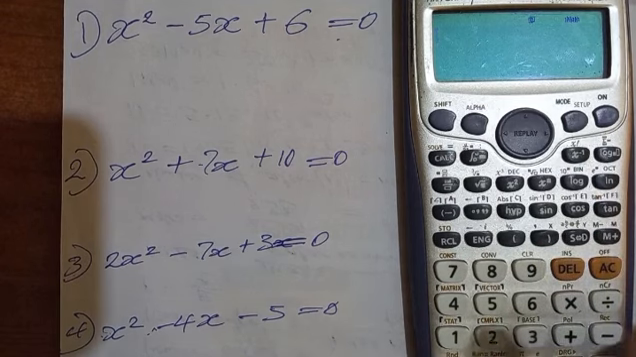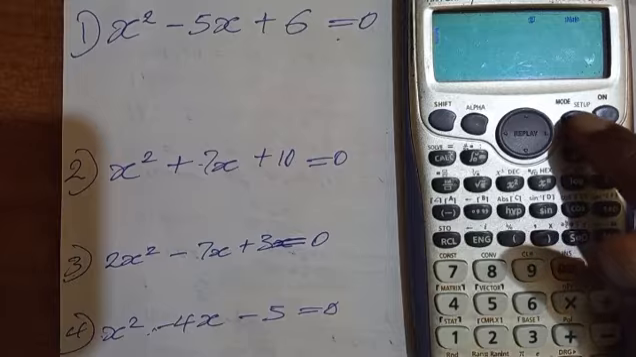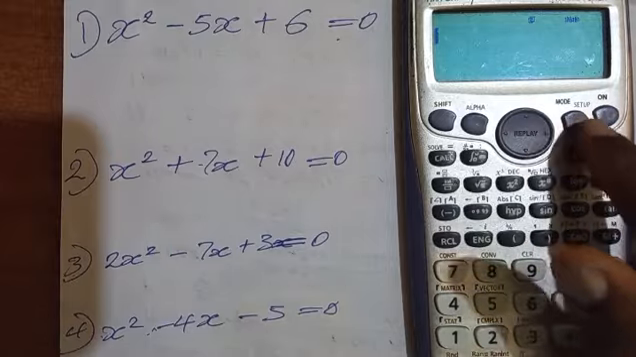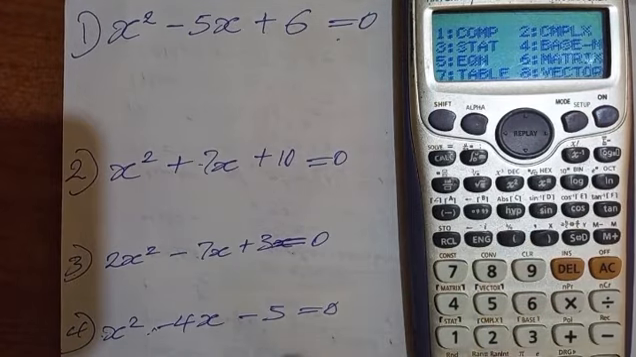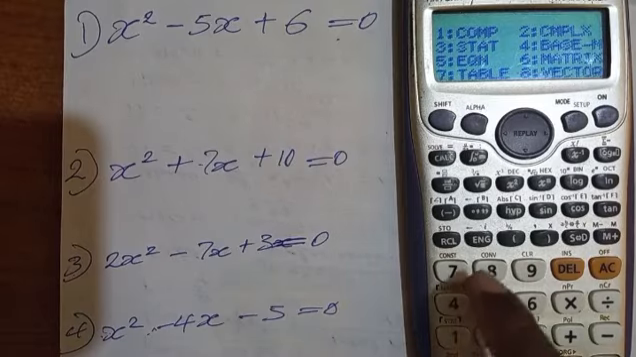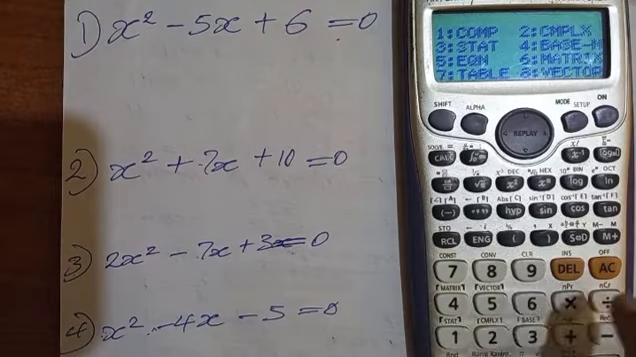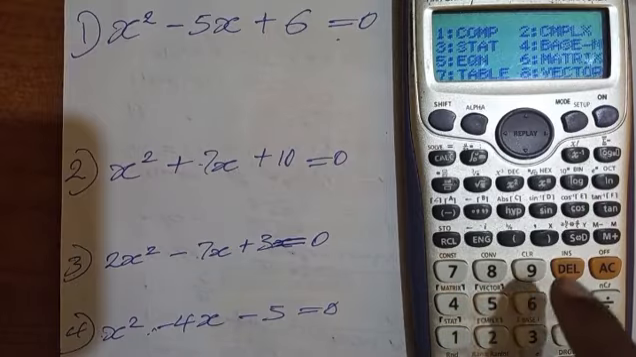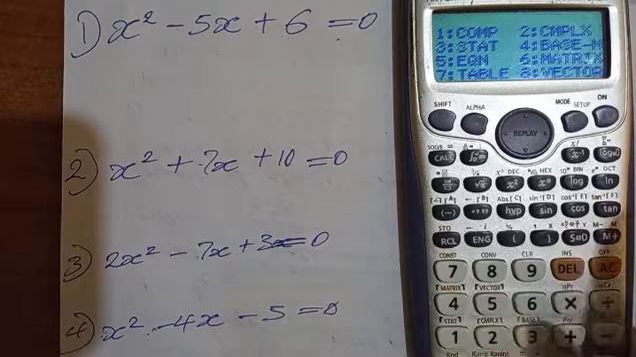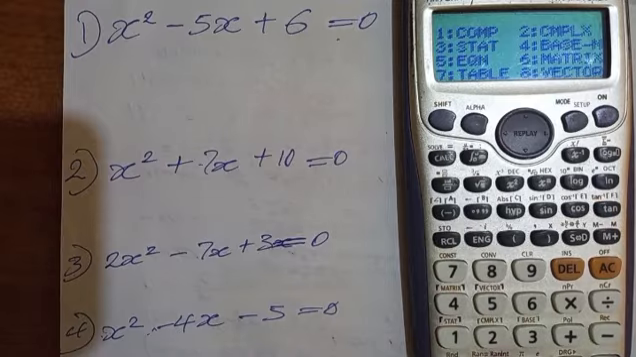So here you have to come here, click on mode, setup. Here on top is mode, here is setup. Click there, and you see the number 5 is the quadratic. Number 1 here is COMP, number 2 is complex, and number 3 is STAT, which is statistics. That's the short form of quadratic.